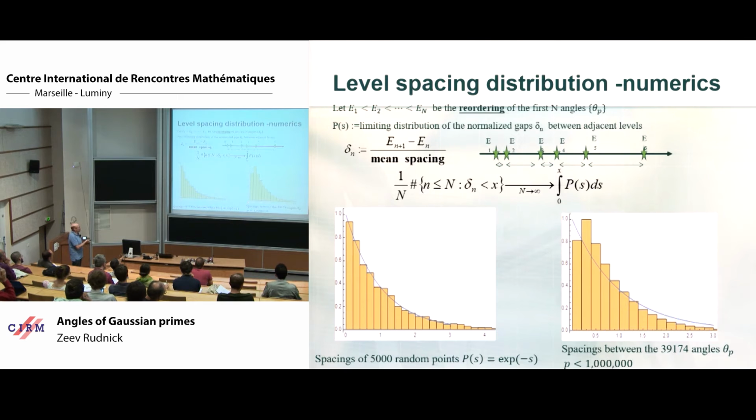So we moved to Gaussian angles, and I did the same experiment. I looked at all primes up to 1,000,000, which are 1 mod 4, got these angles, ordered them, and computed this histogram of normalized nearest neighbor gaps. And I don't know what the answer is. So I leave this to future generations to understand, or maybe to someone 5 minutes after my talk, to understand.